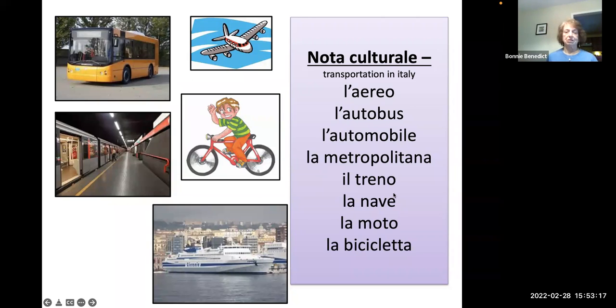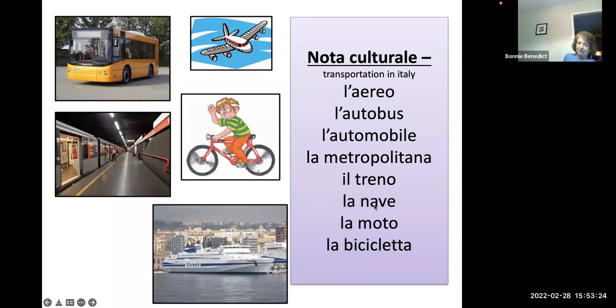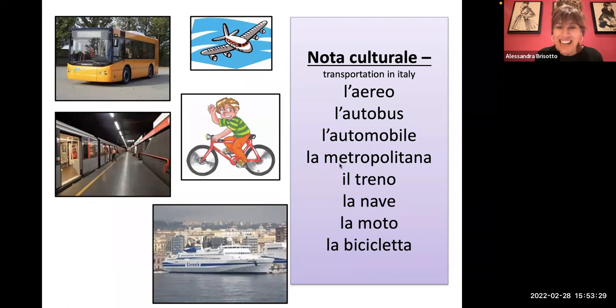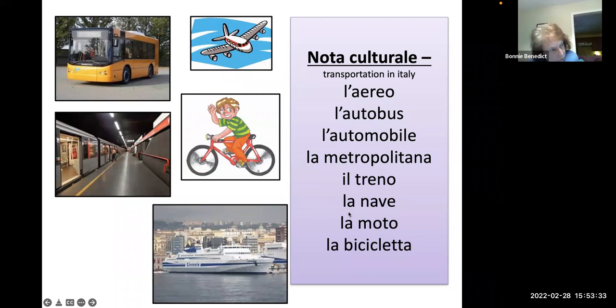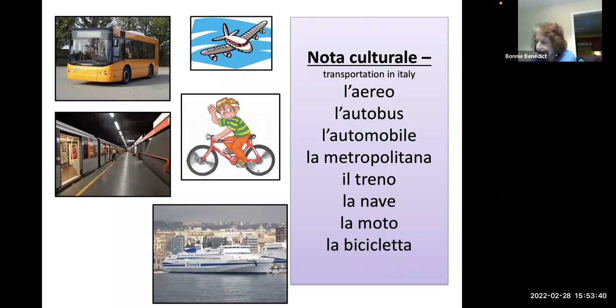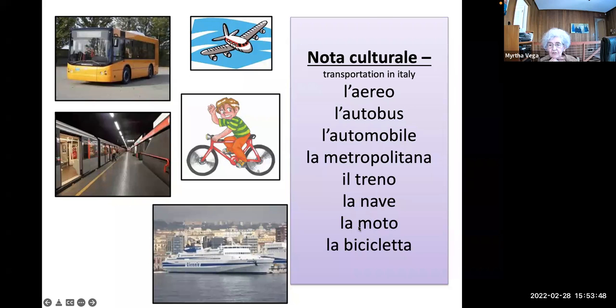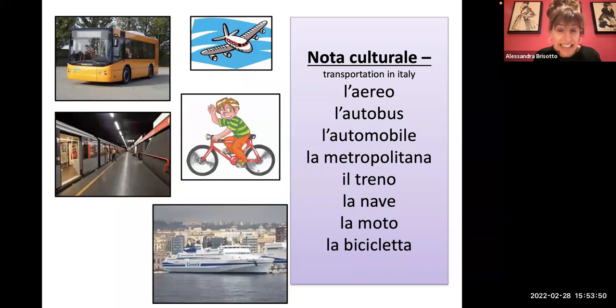Il treno, train. La nave, boat. And orario again? Orario is schedule. Thank you. What is la moto? Motorcycle, and the entire word is la motocicletta.